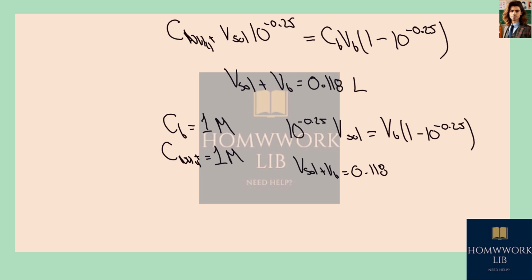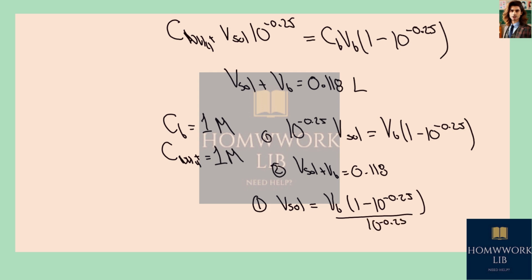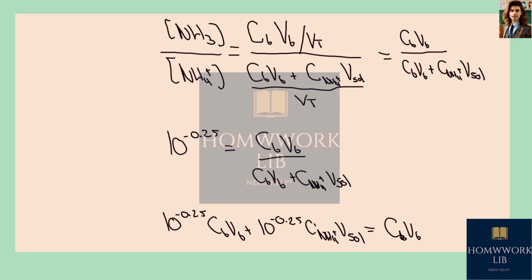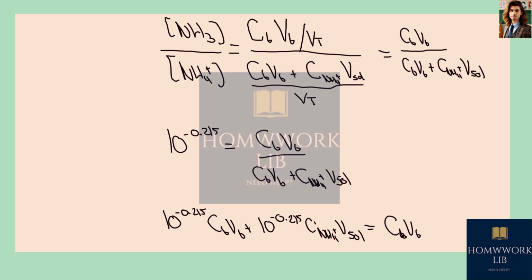So for example, let's isolate volume of the solution on the first equation. This is going to be equation 1 and this is going to be equation 2. So from equation 1, we're going to get that the volume of the solution is equal to volume of the buffer times 1 minus 10 to the minus 0.25 divided by 10 to the minus 0.25. Well, actually it was 0.215, right? For some reason, I've been writing 0.25 instead of 0.215. So let me correct that over here, here, and here. Okay, so now the equations are correct and consistent.